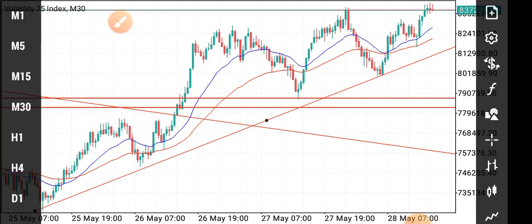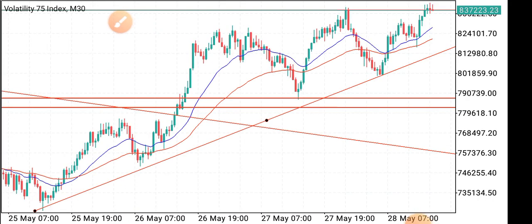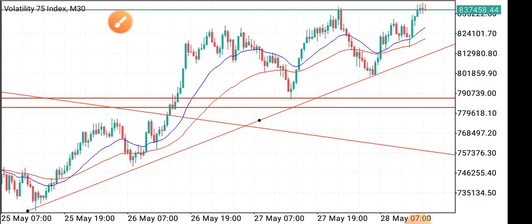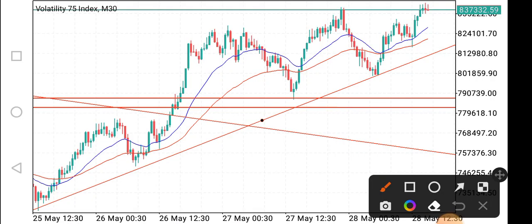Assuming I refuse to use this, I did not take my entry directly from here, and I want to wait for a confirmation. The moment this candle closes above my EMA 50 or EMA 21, then the second candle will come up, and I'll take my entry from here straight. Then I will place my stop loss below the moving average. So assuming I did not take my entry from here, once I take my entry, I place my stop loss below the trend line.